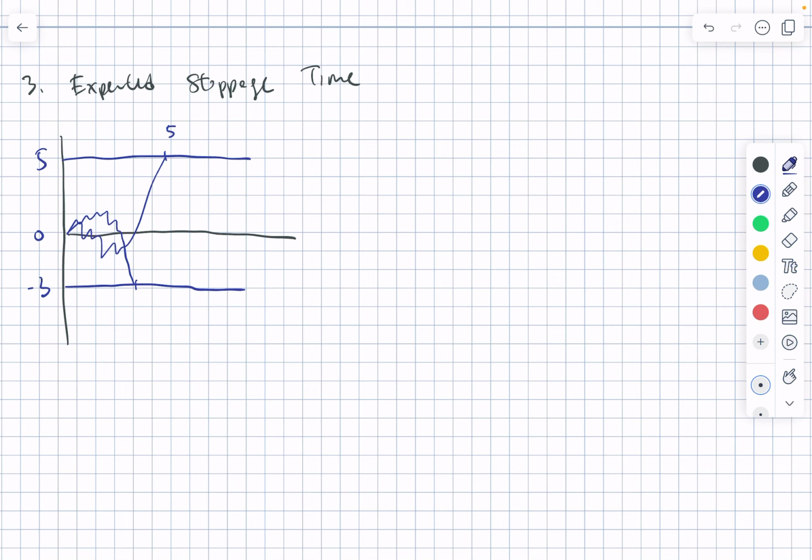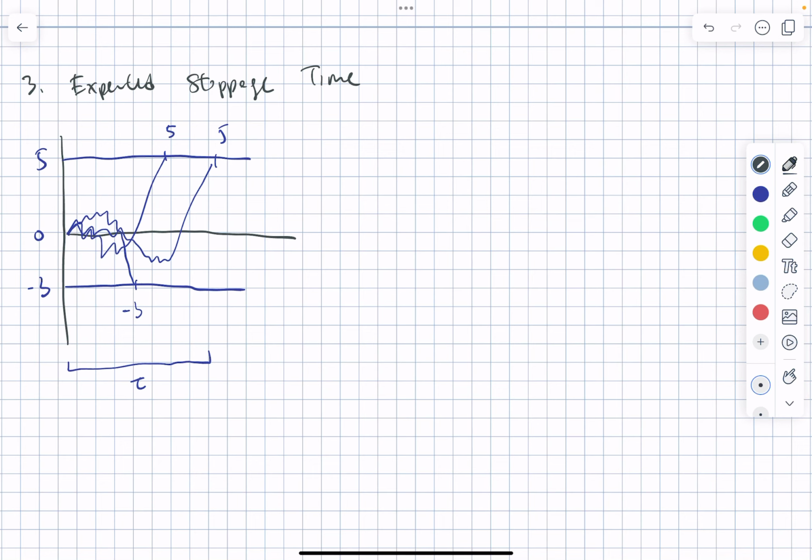And finally, let's do one more example. It went down, but it went back up, and it stopped at 5. So we want to know how long it takes, in expectation, for the Brownian motion to reach either 5 or negative 3. So basically, we need to calculate the tau here.